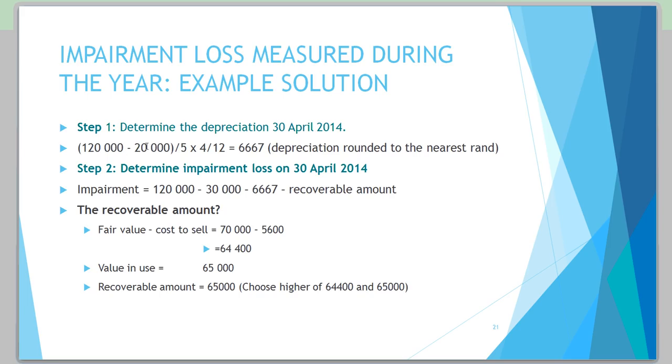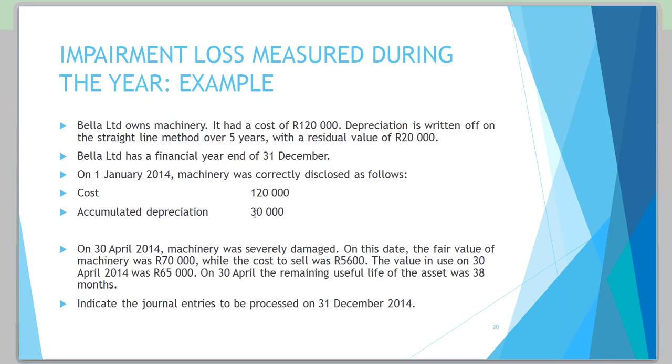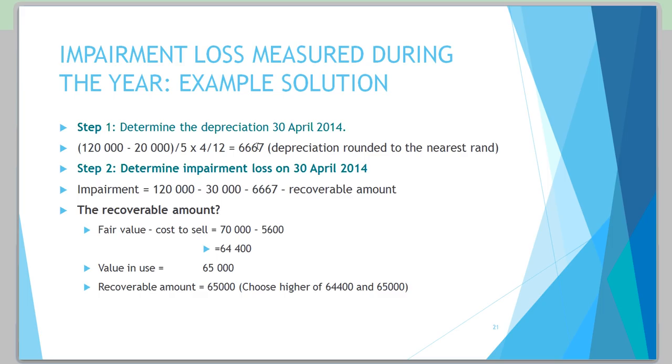Then step 2 was to determine the impairment loss. So here we said the impairment is the cost less the accumulated depreciation less the recoverable amount. The accumulated depreciation was the 30,000 Rand at the beginning of the year, but also included now is the 6,667, also to be included in your accumulated depreciation, less your recoverable amount.